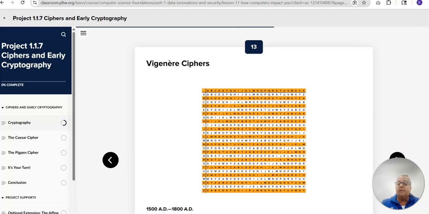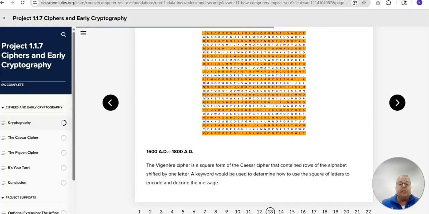Vigenère ciphers. The Vigenère cipher is a square form of the Caesar cipher that contains rows of the alphabet shifted by one letter. So a keyword would be used to determine how to use the square of letters to encode and decode the message. So if you wanted to use the letters on the left but shifted over however many letters, then that would be what the letter would be. Easy to look at.